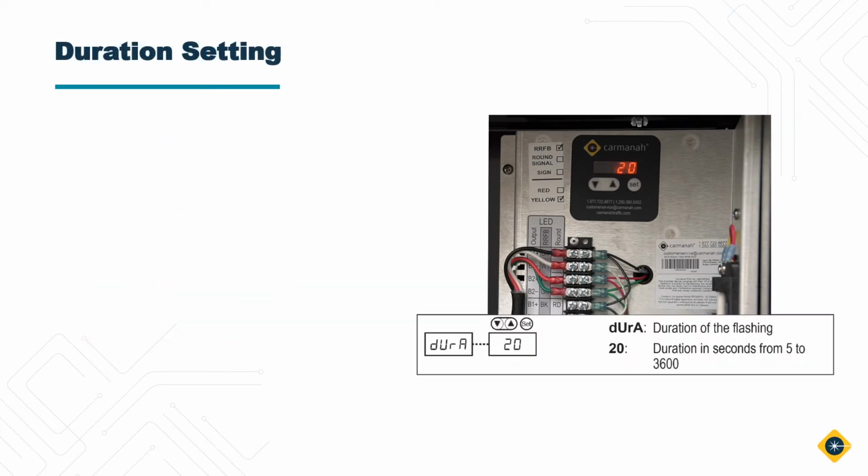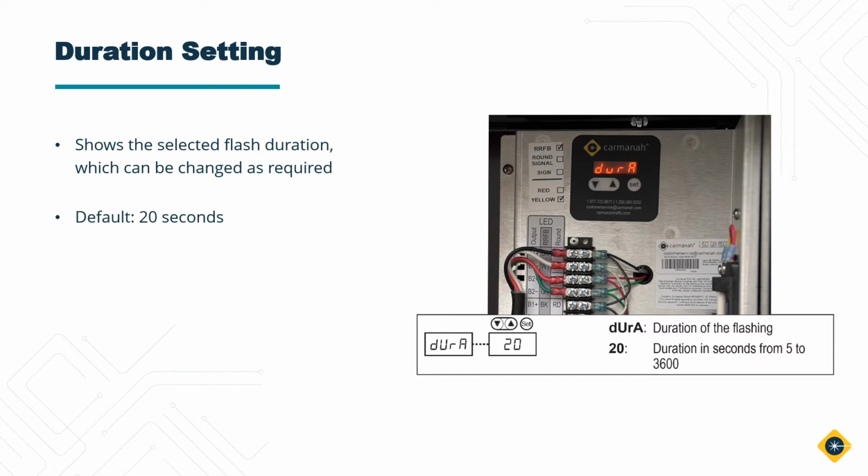Duration setting. This will show the selected flash duration, which can be changed as required. This is set to 20 seconds by default. This parameter only applies to pedestrian crossing systems which use the button input setting.